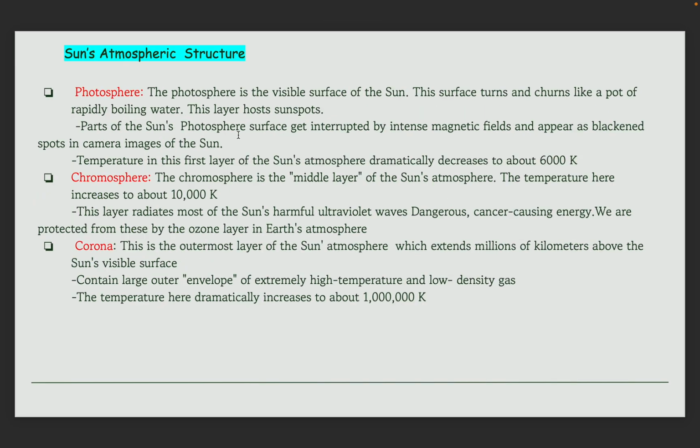The photosphere of the sun is about 6,000 Kelvin. At the chromosphere the temperature increases, a small increase of temperature, and in the corona, the atmosphere, there is an increase of multiple orders of magnitude, from 10 to the power 4 to 10 to the power 6.